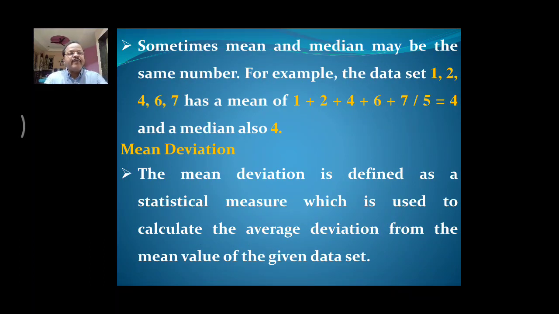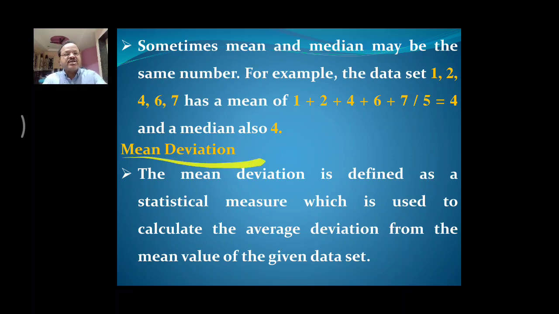Sometimes mean and median may be the same number. For example, let us see the set of results: 1, 2, 4, 6, 7 has a mean of 1 plus 2 plus 4 plus 6 plus 7 divided by 5, that comes to be 4, and the median also comes to be 4. So mean and median are one and the same in this case.